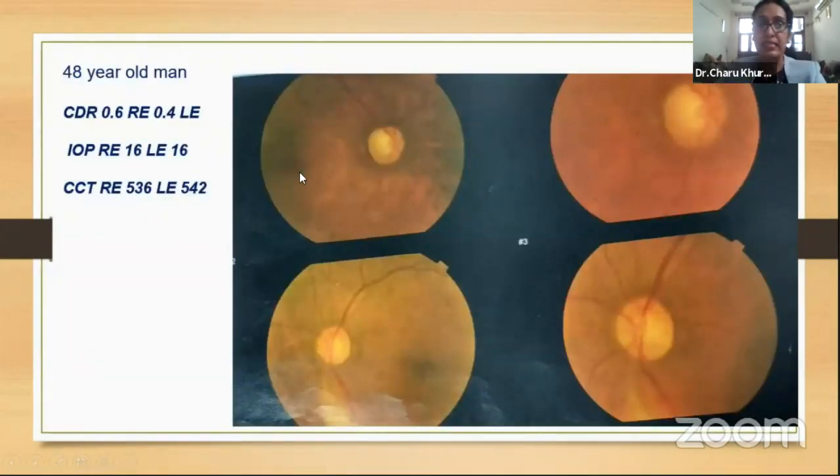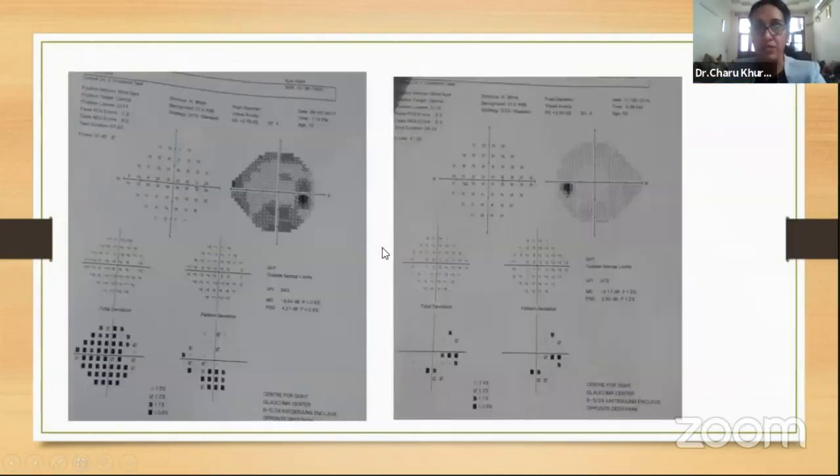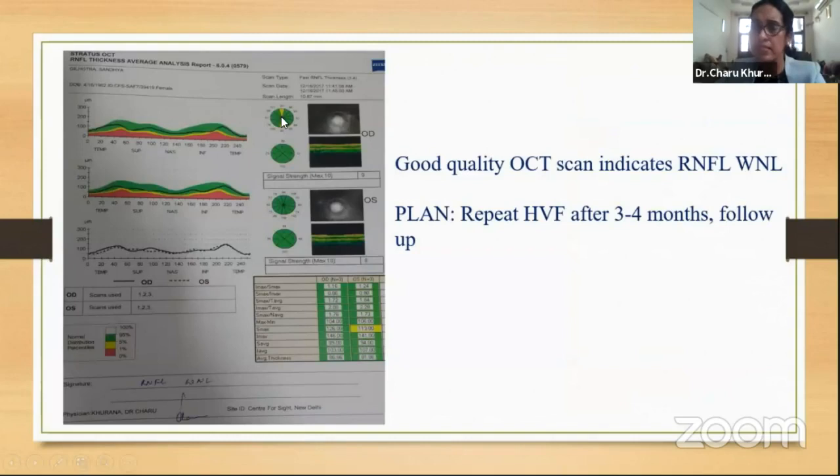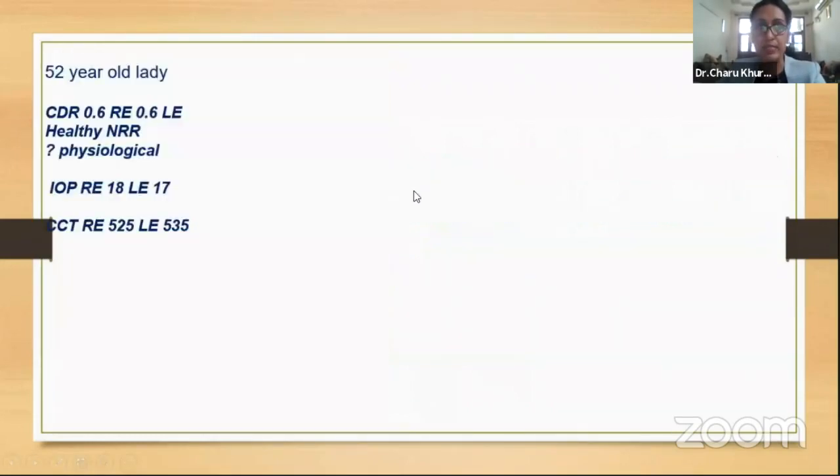Now this is the next slide, 0.6 cupping in the right eye and 0.4 in the left eye. We assumed that this was more physiological, but we had a field defect. And this is again an important indication for an OCT, where it helps us to confirm whether this field defect is an artifact or a learning curve error. So once the OCT was almost normal, we decided not yet to treat this patient, but to keep him on follow-up and just to repeat the visual field in about 3 to 4 months.